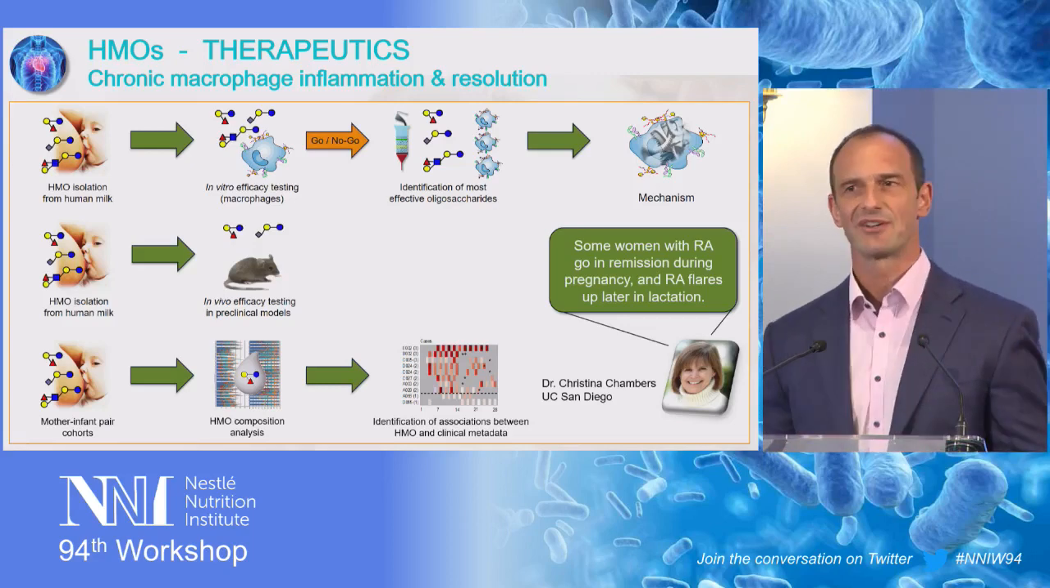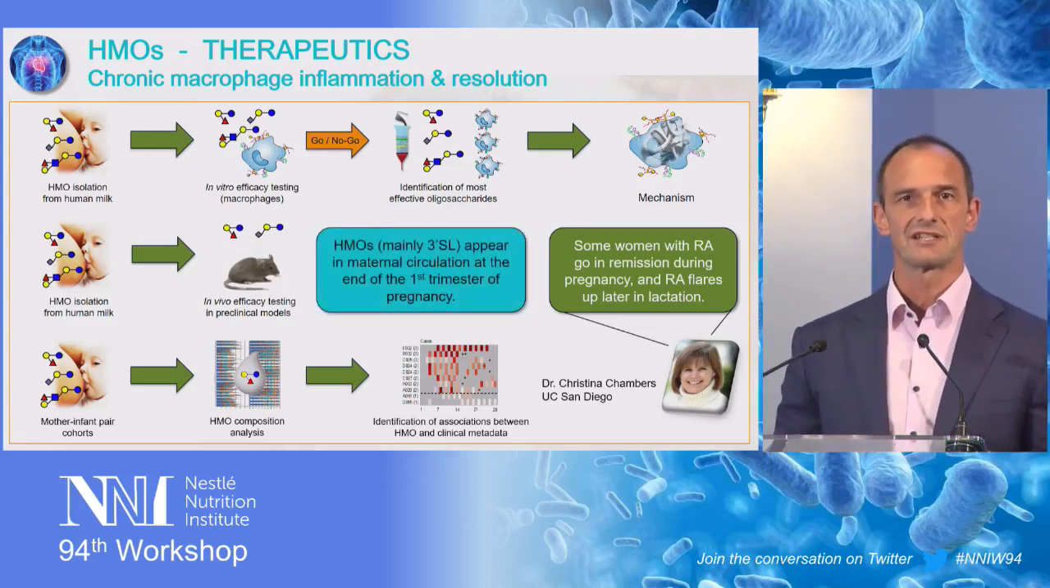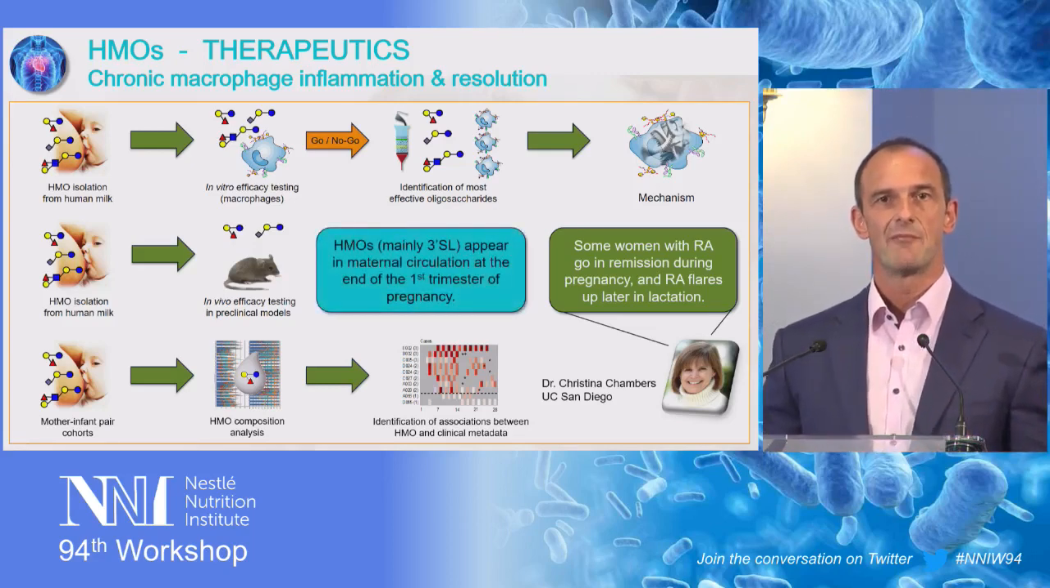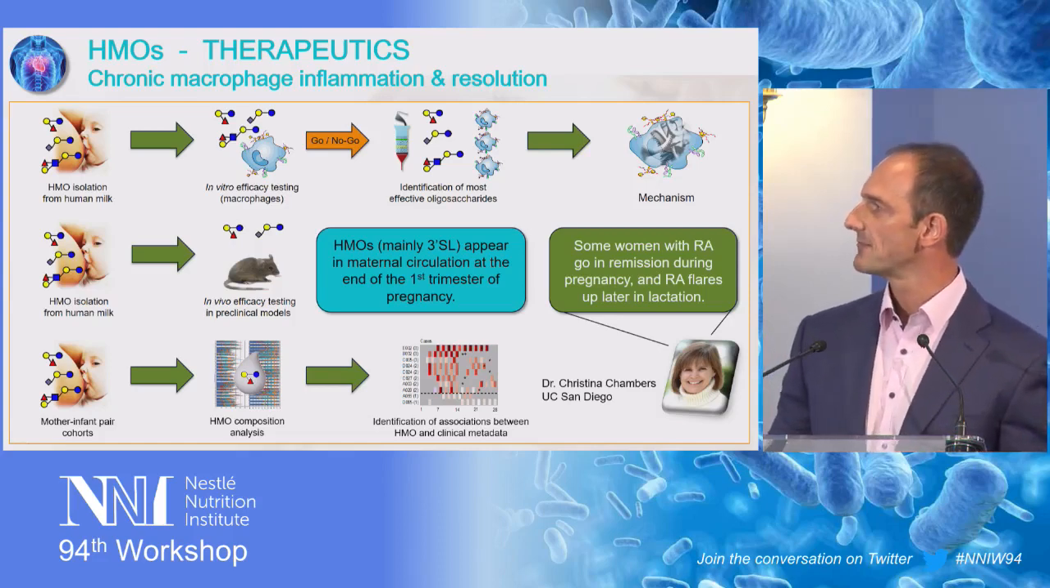It's like, well, that's interesting because it turns out that human milk oligosaccharides, specifically 3SL, pop up in maternal circulation at the end of the first trimester during pregnancy. So is there a link between these two things?